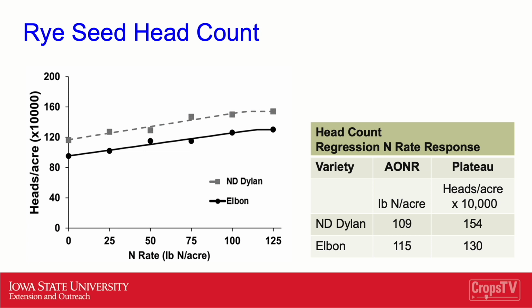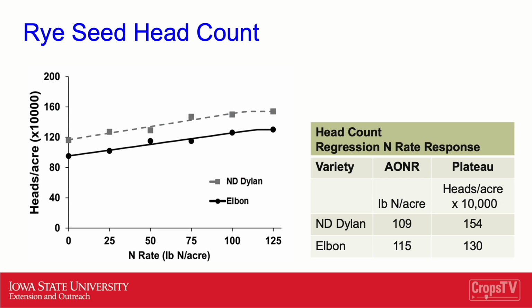So the graphic has N rate applied, total N, on the bottom, 0 to 125 pounds of N per acre. The vertical axis on the graphic is heads per acre times 10,000, or millions of heads. And you can see, because we get tillering in a small grain, the number of heads increase as the N rate increases. So the plant was responding to the nitrogen, and there was more tillering, so we end up with more heads per acre than the seeding rate, which is typical.